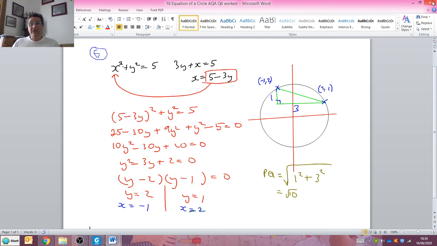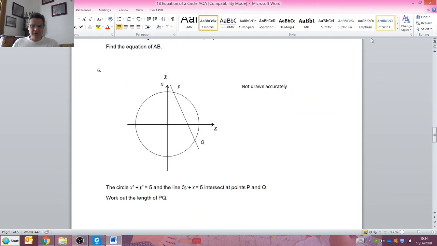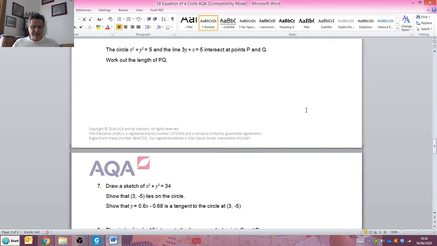That's how it goes. So that's question 6, and that was a mission. I hope question 7 isn't as tough as that. I've no idea. Let's take a look. Draw a sketch of this. Show that 3, minus 5 lies on the circle. And show that y equals 0.6 of an x, take away 0.68, is actually the equation of the tangent to the circle. Well, that's easier than question 6. It's just show that that's on the circle and then work out the equation of the tangent.